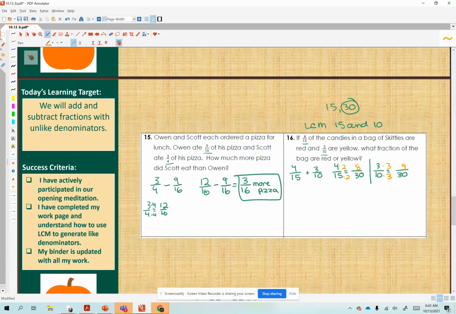of 8/30ths plus 9/30ths. And when we add those up, we have 17/30ths of the bag are red or yellow. And we cannot simplify that any further.